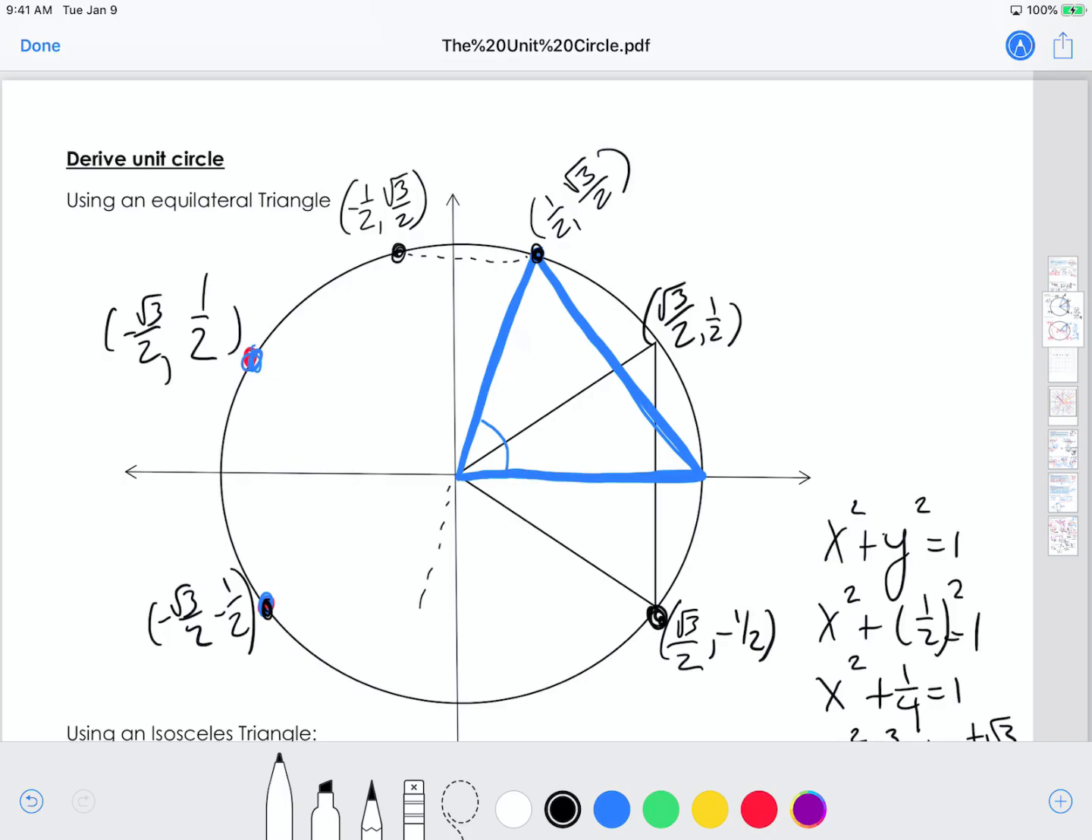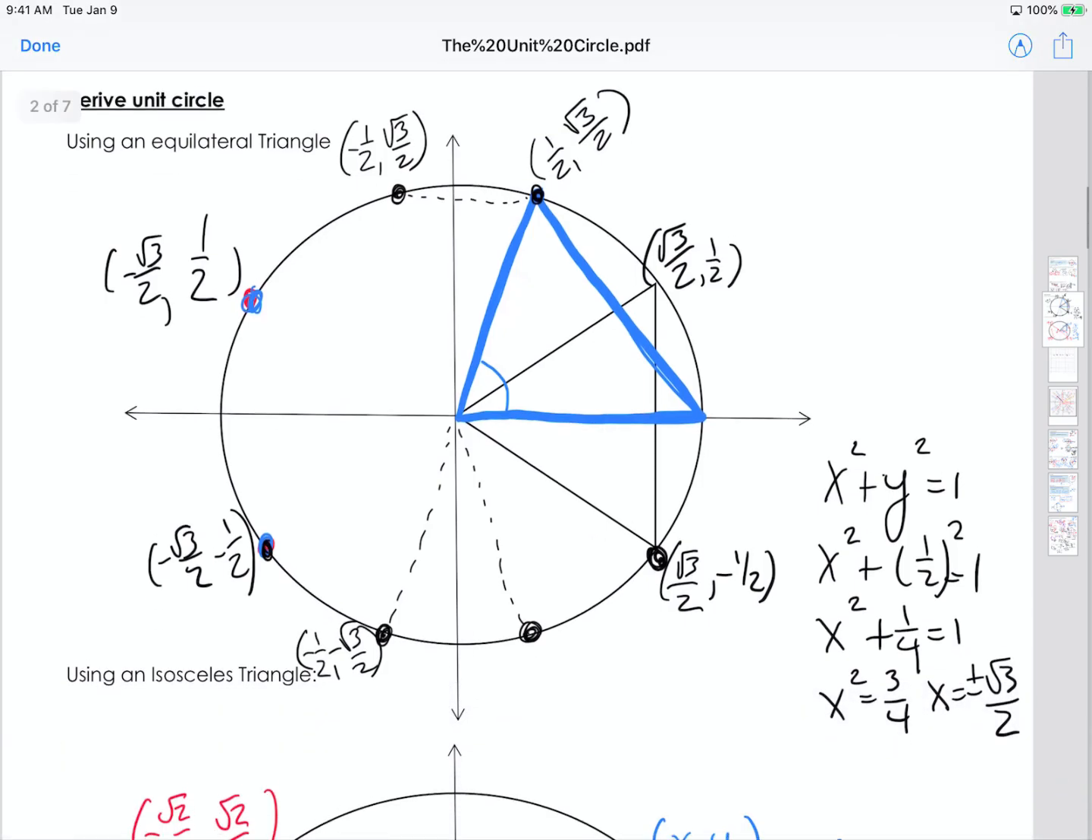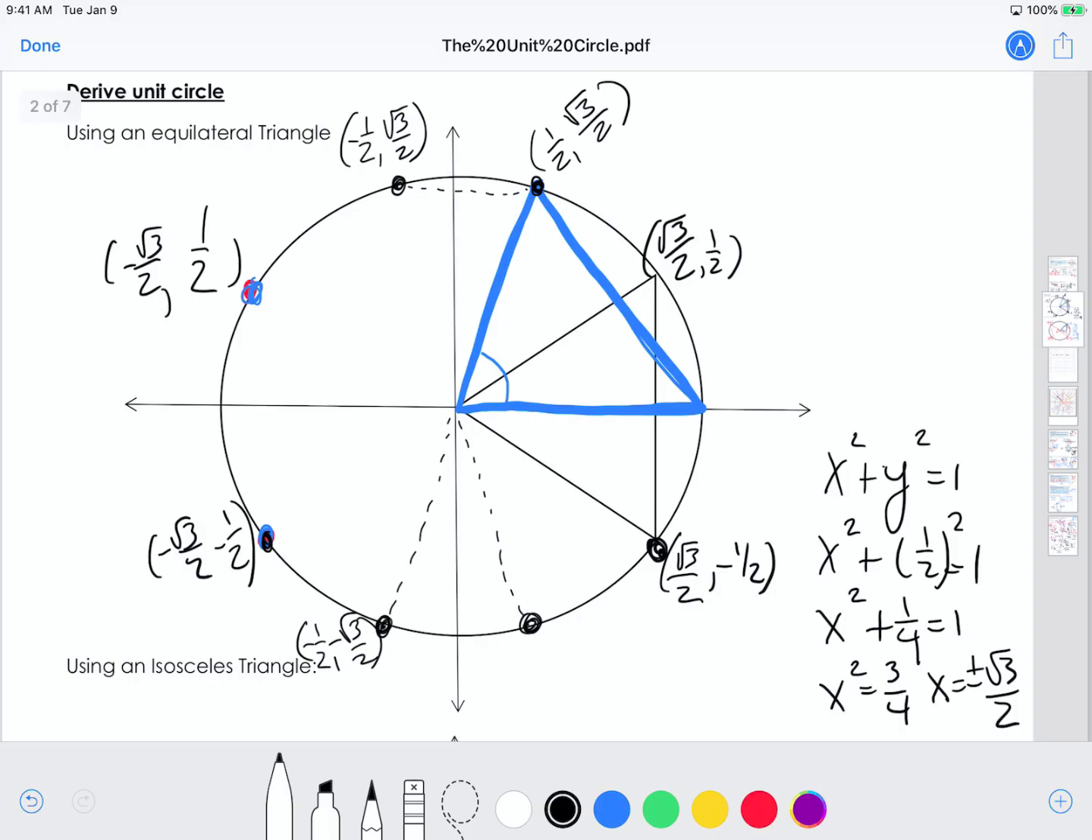And then if I come down here and do this point down here, this would be the point negative 1/2, negative square root of 3 over 2, because in the third quadrant, x and y are negative. And then when I find that similar point in the fourth quadrant, that would be positive 1/2, negative square root of 3 over 2, because x is positive and y is negative in the fourth quadrant.